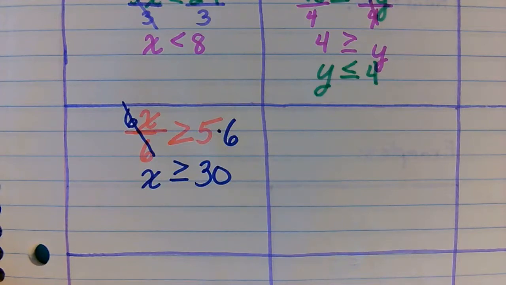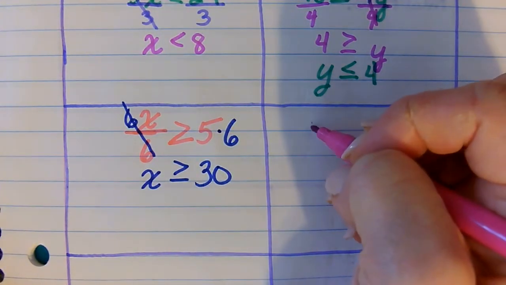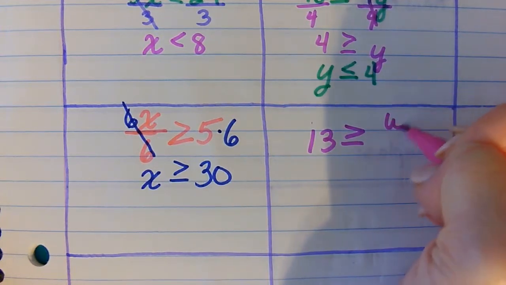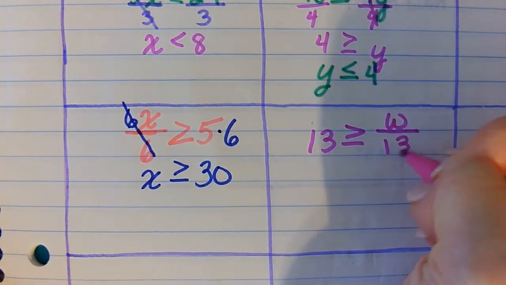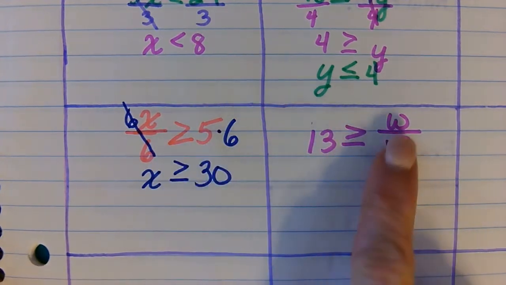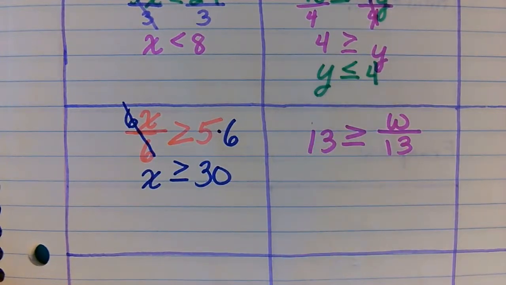Now, let's continue practicing these. If you want to pause the video and try these yourself, you can do that and then check your work with the video. So the next one, let's go with 13 greater than or equal to w divided by 13. Alright, so this is the same type of problem as what you see over here, but we put the variable on this side this time.